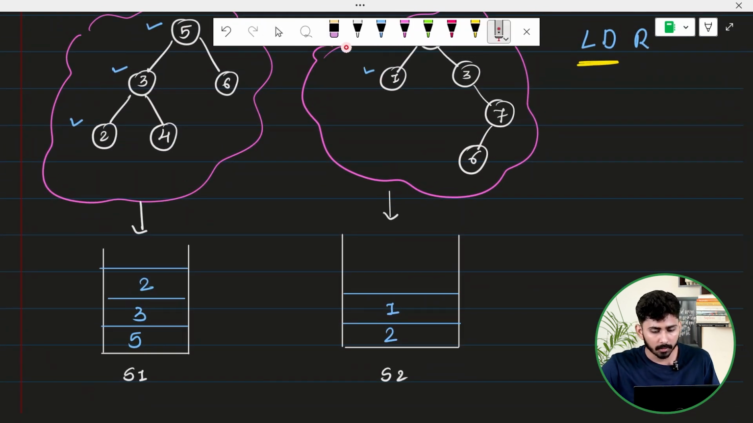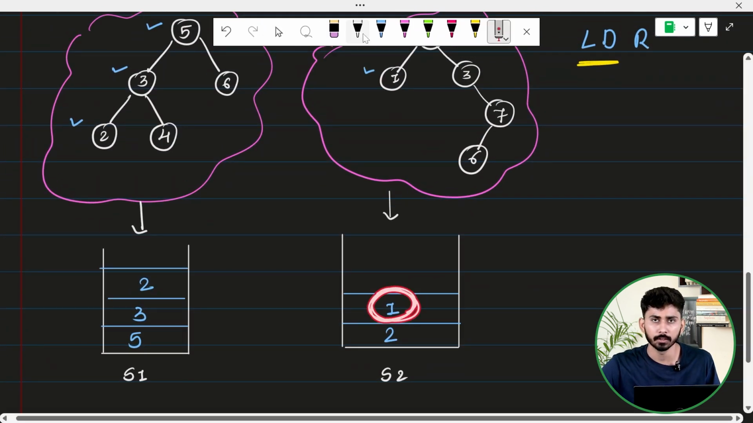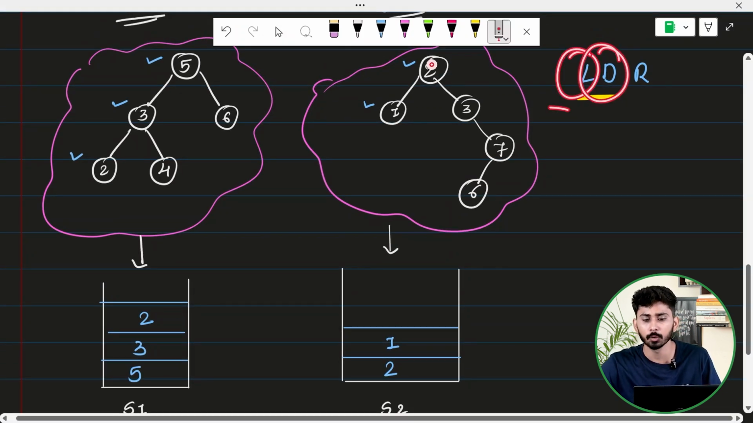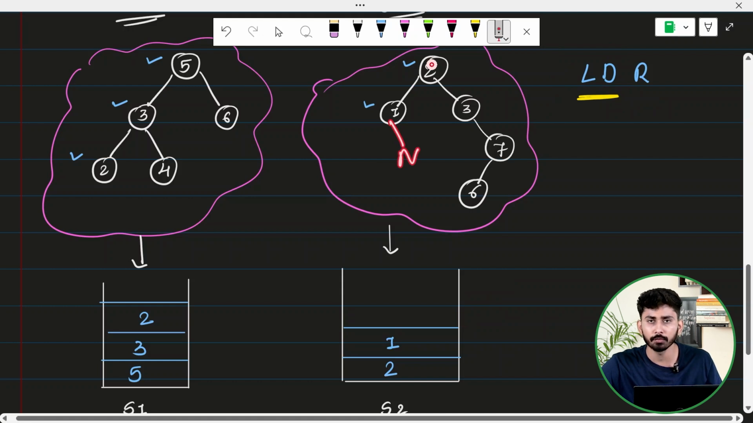Okay, now what other elements are remaining for this one? So till now what we have inserted is the left subtree and the root node. L and D have been inserted inside this stack. Now what will be remaining? The right subtree will be remaining of this one. But do we have any right subtree of 1?